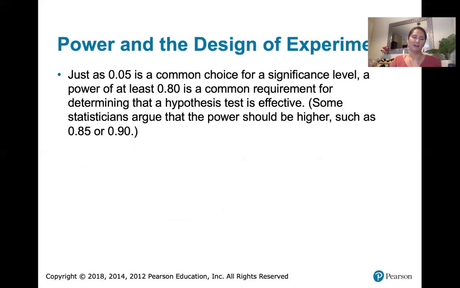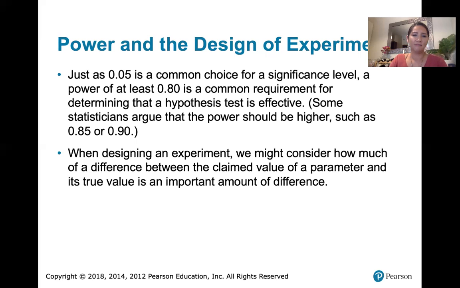Now, we talk about alpha equaling 0.05. That's a common choice for our significance level of the test. And alpha is associated with type 1 error. Now, power is the complement of that type 2 error. A power of at least 80% is a common requirement for determining that a hypothesis test is effective. Some statisticians argue that the power should be higher.